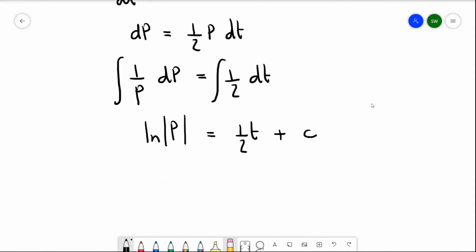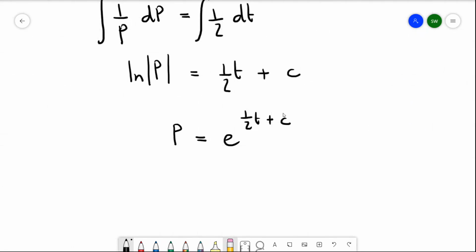So I can rearrange this or simplify it because I want p in terms of t. So I need p the subject. So I'm going to have p equals, I'm going to do e to the power of both sides. So e to the power of half t plus c. Now we could leave it like this and we could find out what the value of c is, but often we don't write it like this.